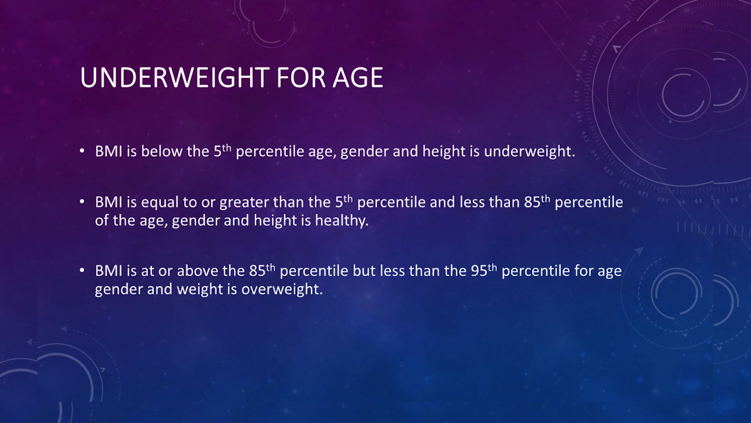When the BMI is at or above the 85th percentile but less than the 95th percentile for the age, gender and weight, it is overweight. So it is another criterion for overweight, like the body mass index.